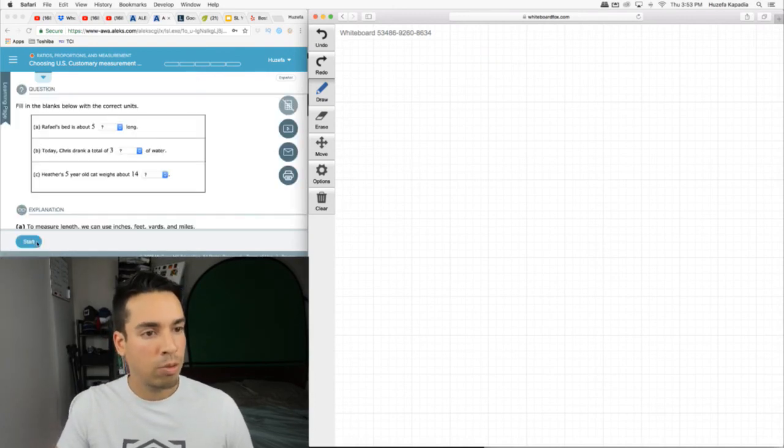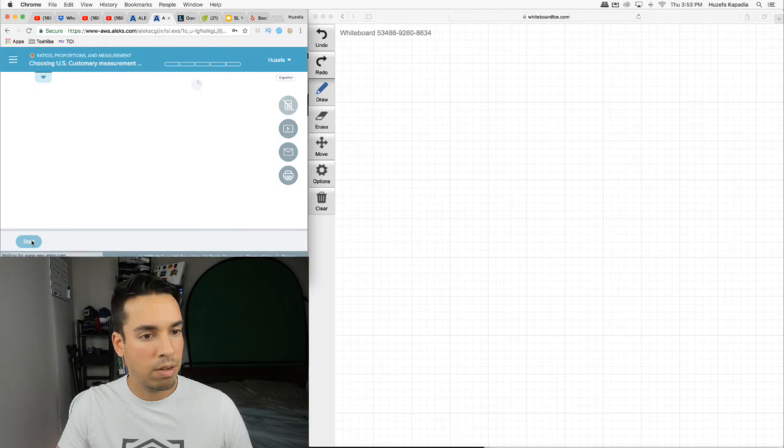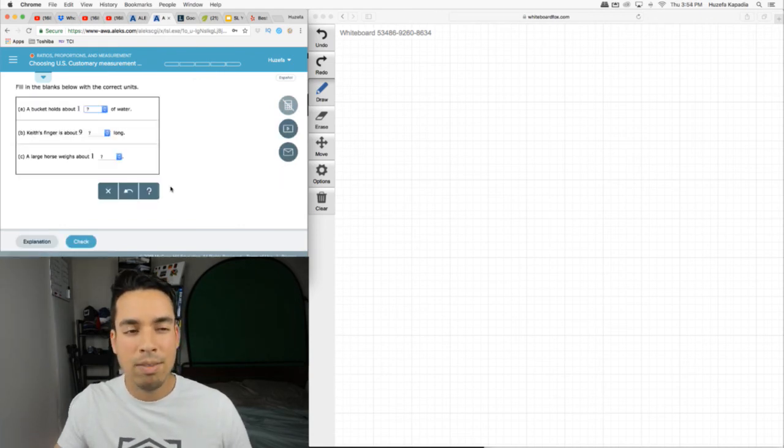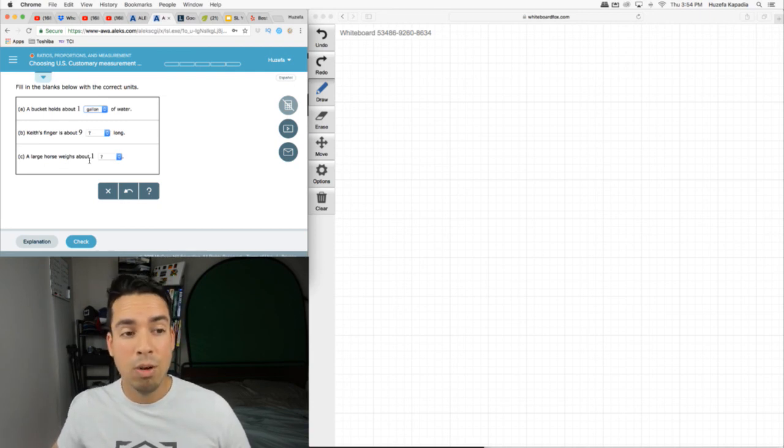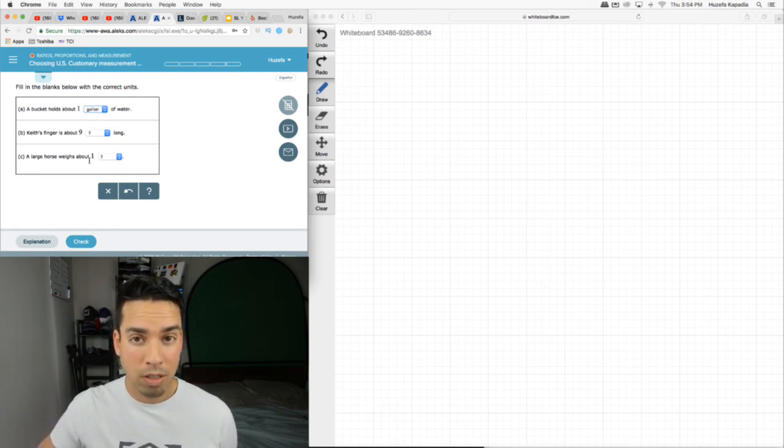Ratios, proportions, and measurement, choosing U.S. customary measurements. So this is all about having a good grasp of what these measurements actually mean. So 1 bucket holds about a pint or a gallon. If you're familiar with a gallon, it's like a gallon of milk that you usually buy at the store. So buckets are usually pretty big. A pint is much smaller than a gallon. So the way it works is a gallon can be split up into 4 quarts, and then each quart can be split up into 2 pints.